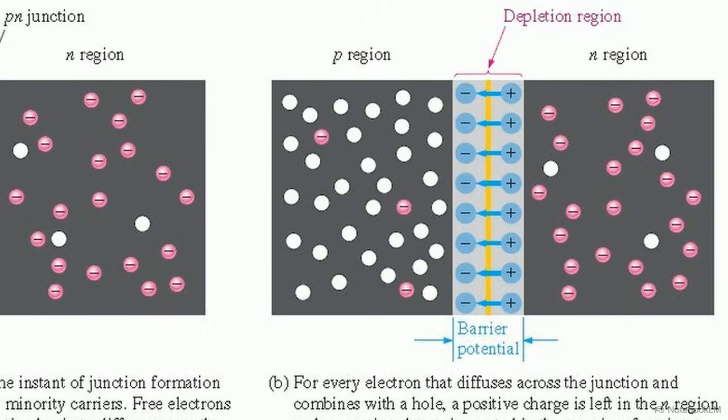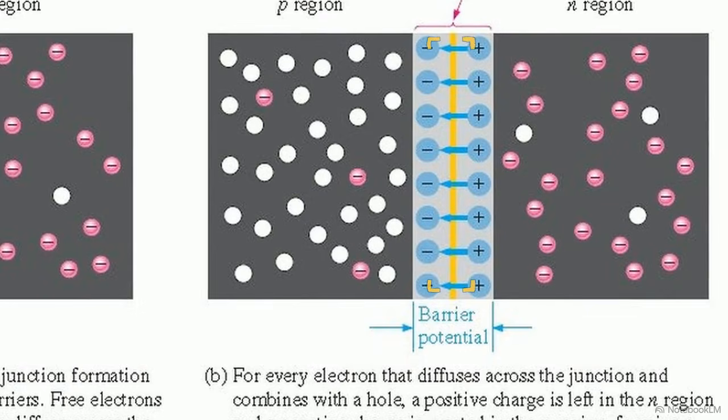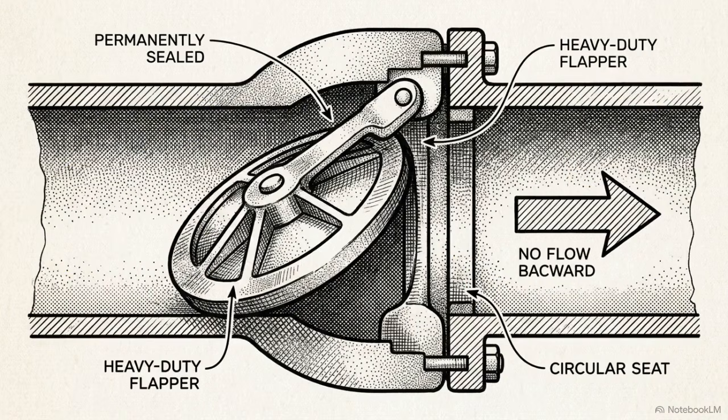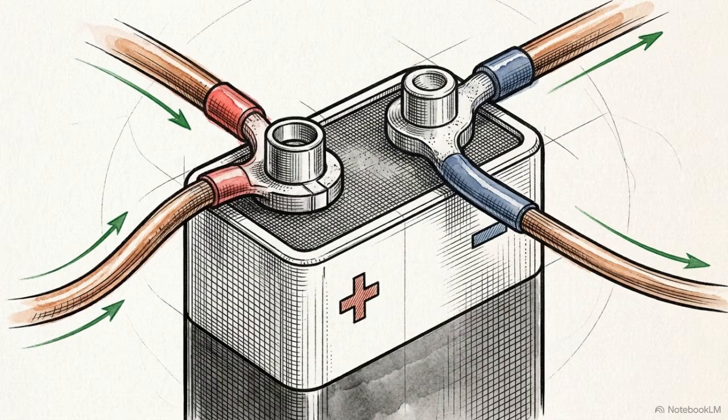The exposed static ions left behind create a permanent, localized electric field. This field physically repels any further electrons from crossing the junction. This self-sustaining electric field establishes what we call a barrier potential. It permanently breaks the electrical symmetry of the silicon, creating our one-way valve. To manipulate this internal barrier, we apply an external voltage, like a battery.